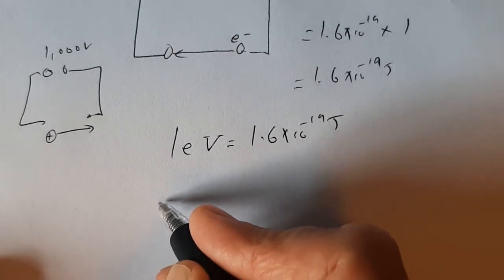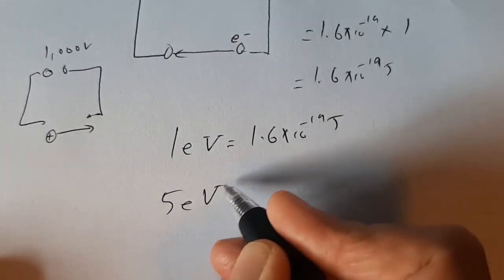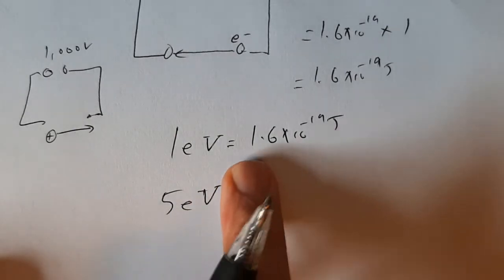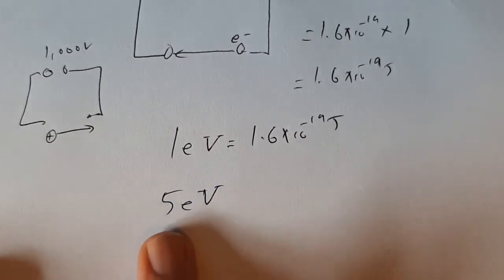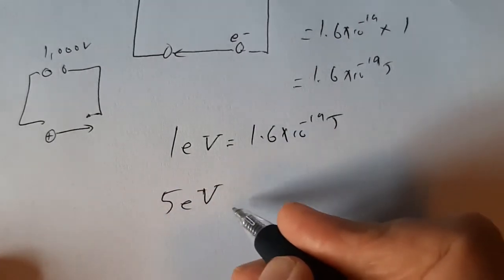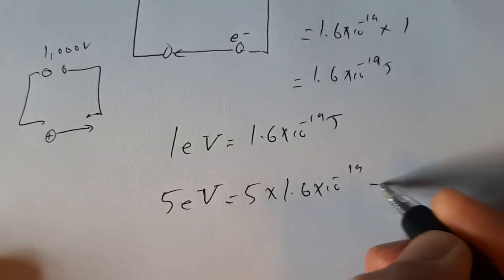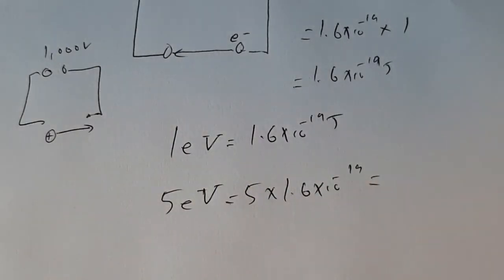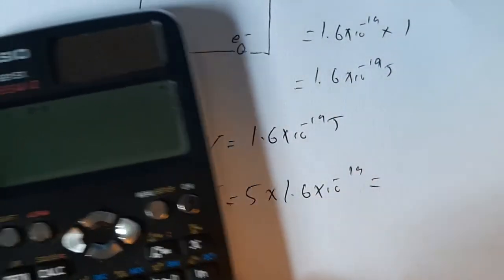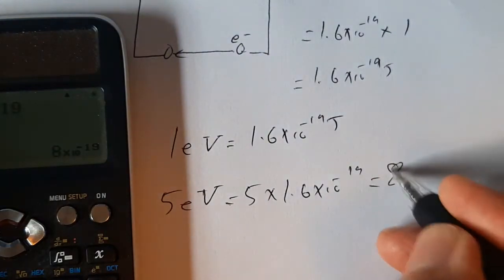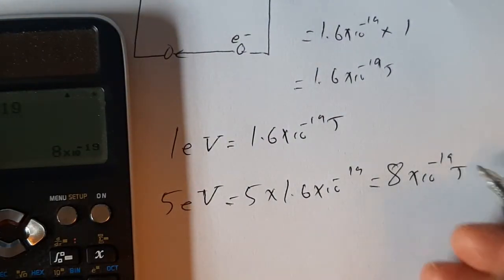So if we ask the question, can you convert 5 electron volts into joules? Well, we've got 5 lots of 1.6 times 10 to the minus 19, or you can just look at that e there. It just says to me 5 times e, so it's 5 times the charge on an electron from the data sheet. I guess we better put that in our calculator. So it's 5 times 1.6 times 10 to the minus 19 equals 8 times 10 to the minus 19 joules.